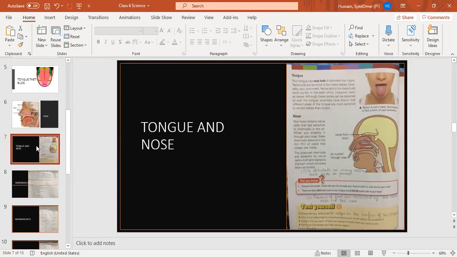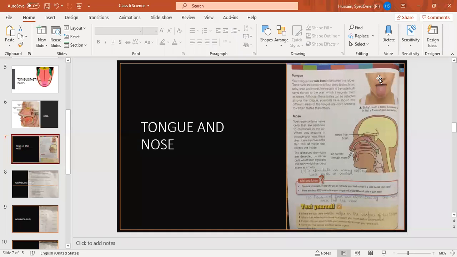okay, as you can see over here, this is tongue and nose. I'm reading the paragraph over here. Your tongue has taste buds in between the ridges. Ridges like ridges means a little bit of up and down on the tongue. So taste buds have four basic tastes: bitter, salty, sour, and sweet.